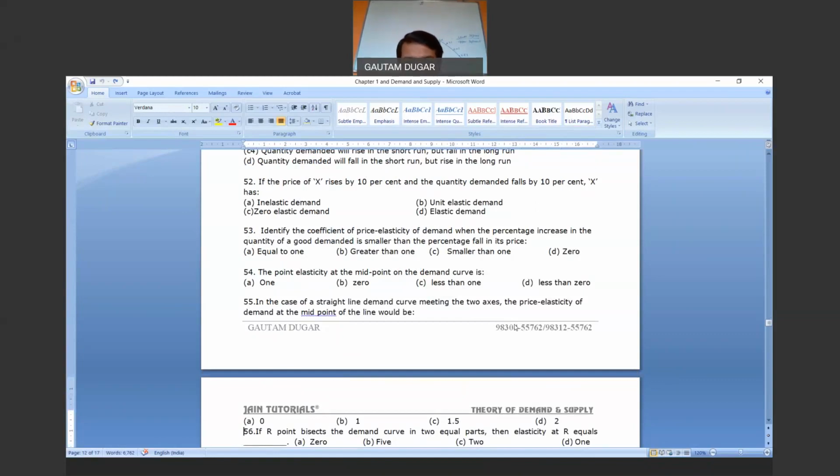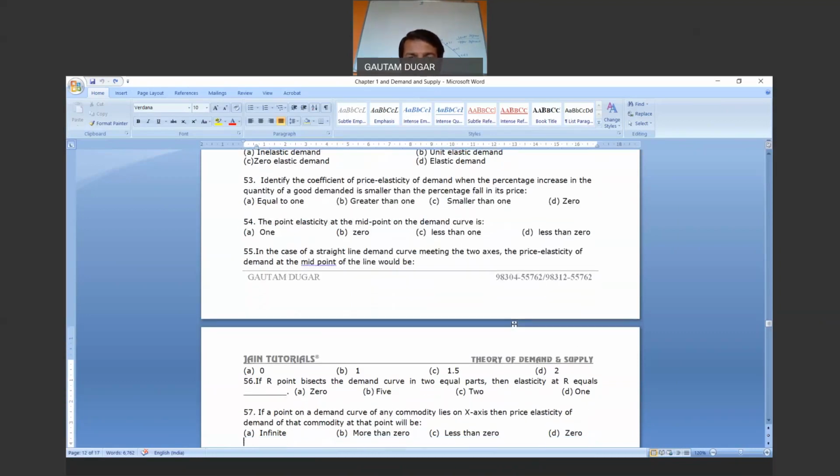53. Price elasticity, when the percentage increase in quantity of a good demanded is smaller than the percentage fall in its price. Answer is C, smaller than 1. 53, answer is C. 54. The point elasticity at the midpoint on the demand curve. On the midpoint of the demand curve it is 1.